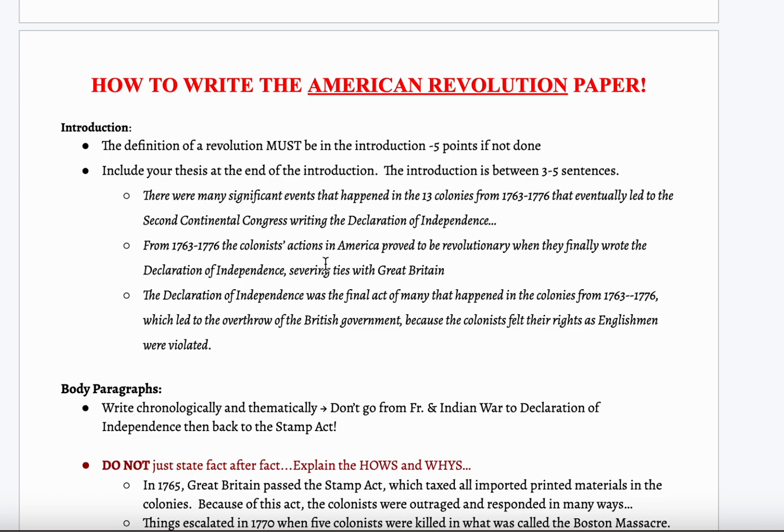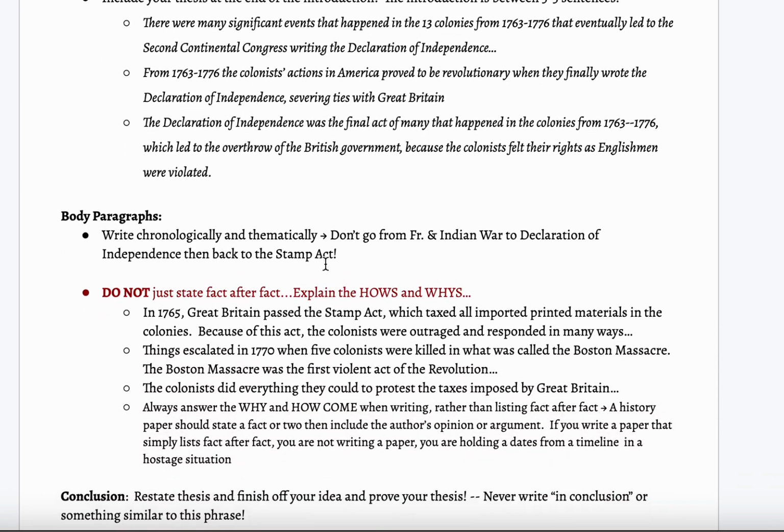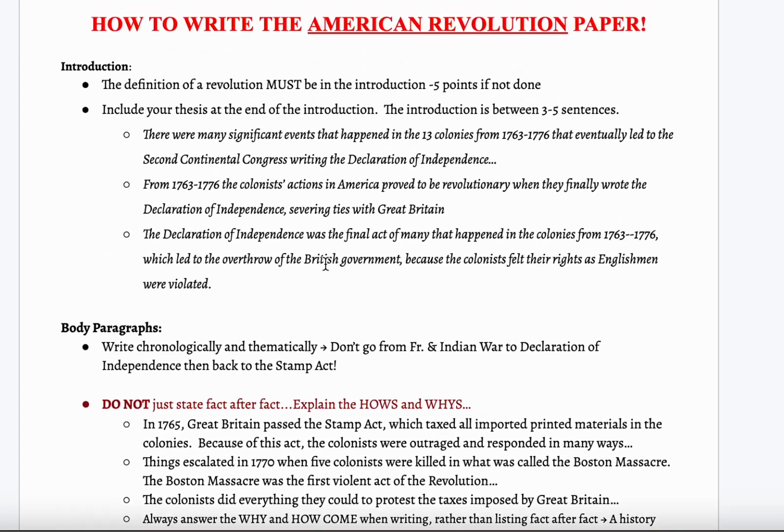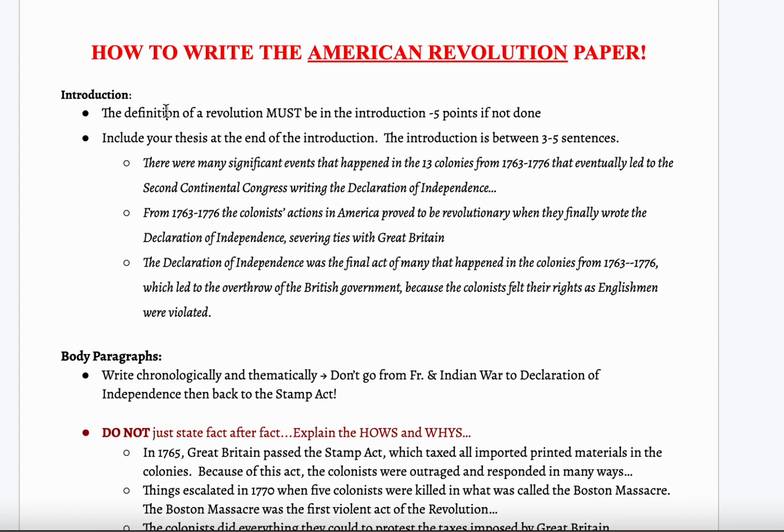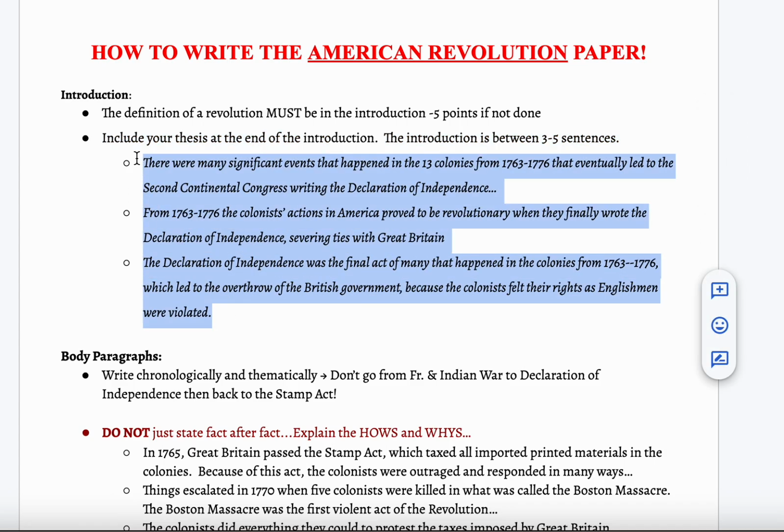I've given you how to write the American Revolution paper in this. Okay? Introduction, the definition of a revolution must be in the introduction. I'm going to explain that. And then include your thesis. Remember, these are the examples above.